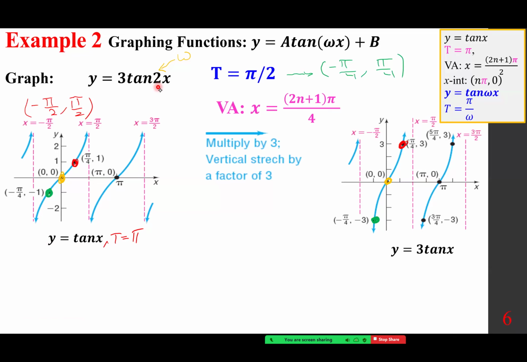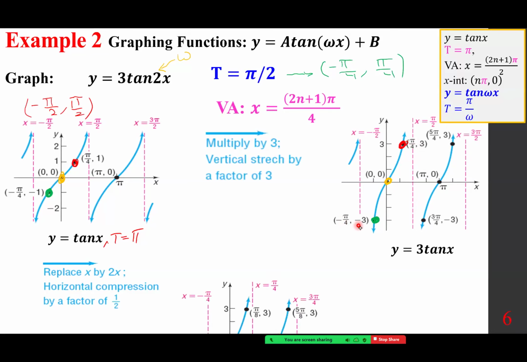Now, if we replace the x with 2x, there is a horizontal compression by a factor of 2. In other words, you push these two vertical asymptotes closer. That's the essence. So instead of from minus pi over 2 to pi over 2, we're going to go from minus pi over 4 to pi over 4. That would be the new asymptotes. That 0, 0 doesn't change. But this one, pi over 4, half of it becomes pi over 8, 3. Minus pi over 4, half of it, means minus pi over 8, negative 3. So take a look. This is what we get.